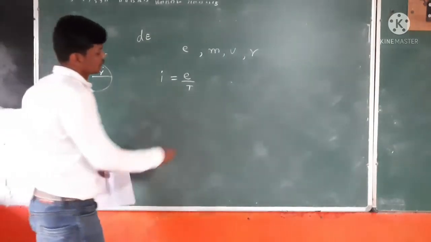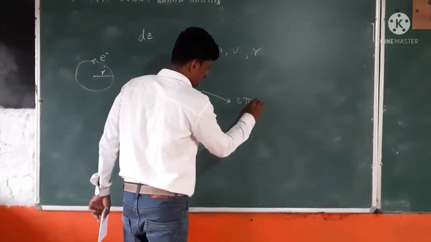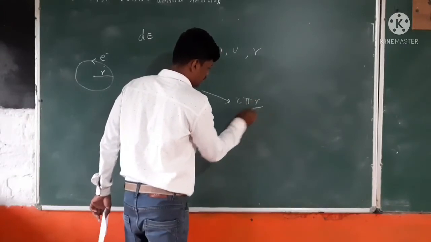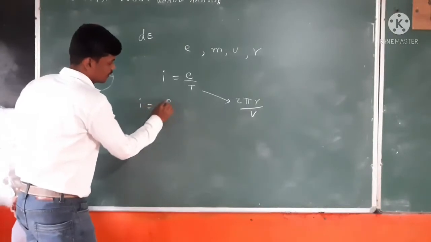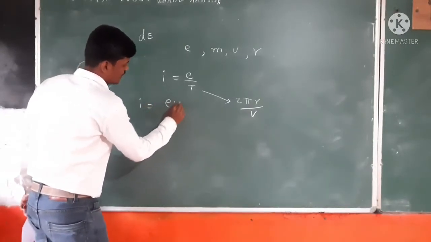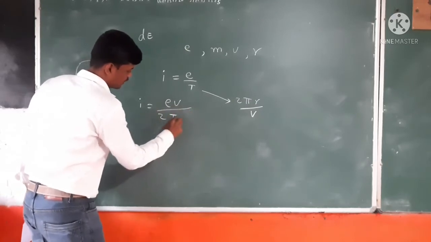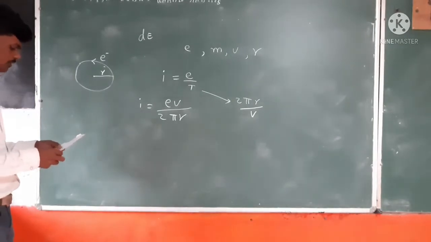Okay, so T has value 2 pi r by v. So putting this value, I equals E v by 2 pi r. Now this is current, bound current.